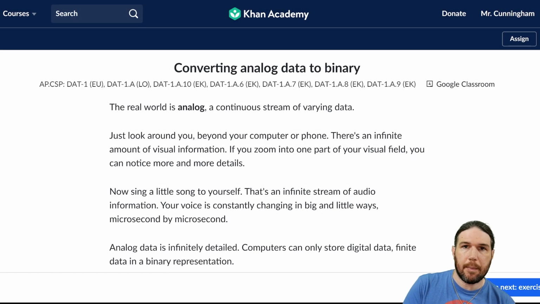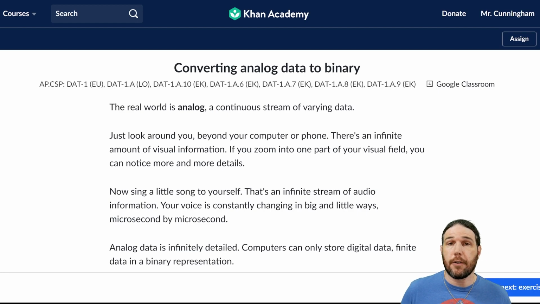I am Professor Cunningham and today we are actually going to go through Khan Academy's article on converting analog data to binary instead of me just suggesting you check it out on your own, because there's a lot of really good information here that I think you're going to benefit from. So without further ado, let's go ahead and get started.